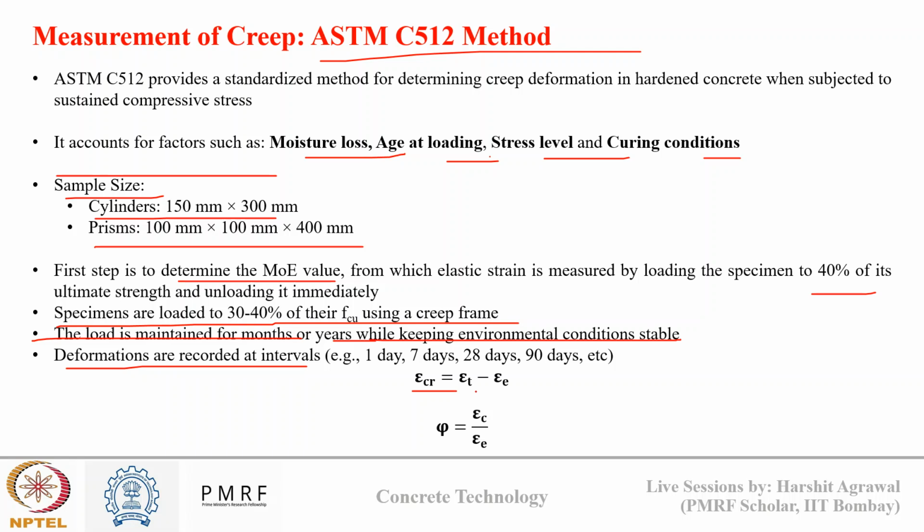So creep strain will be nothing but total strain minus elastic strain. Elastic strain I can get from MOE. So I know how much loading I have applied and I know the MOE value, so that will give me the elastic strain. And I am recording total deformation over time, so that will be my epsilon t, so I can record creep strain over time. Once I record the creep strain, I can determine the creep coefficient also. So this is how we do it in the lab.